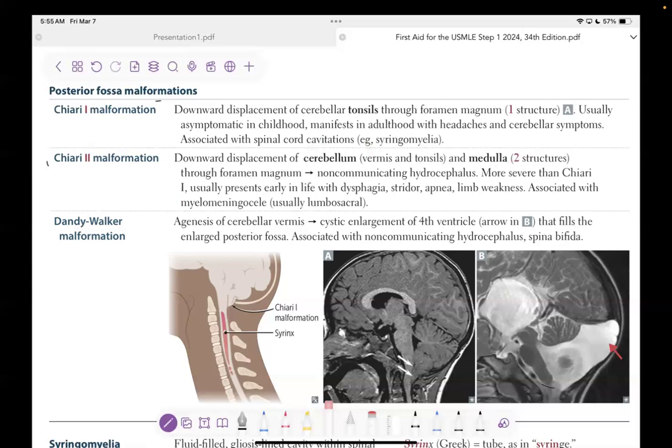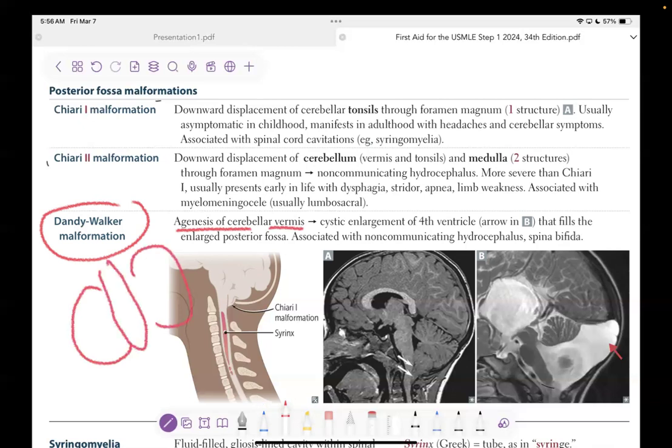So Dandy Walker is another malformation in the posterior fossa, agenesis of cerebellar vermis. We know that cerebellum has two hemispheres. Cerebellum is also like a small brain. It has two hemispheres. One is this hemisphere and the other is this hemisphere. This side is called vermis. Vermis, we used to write it like this. This is the cerebellum.